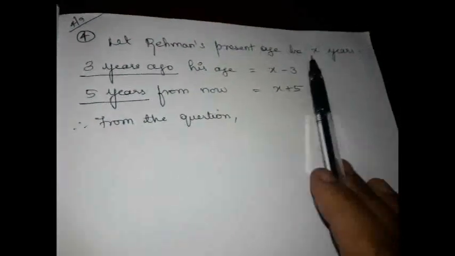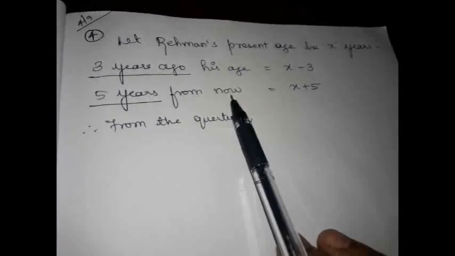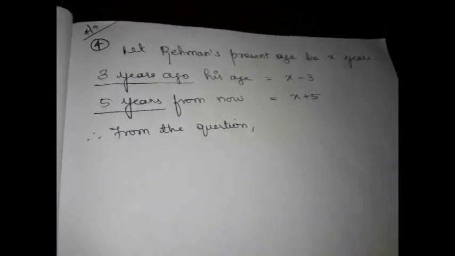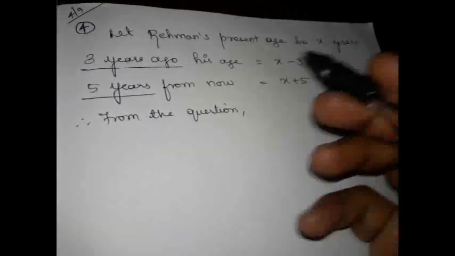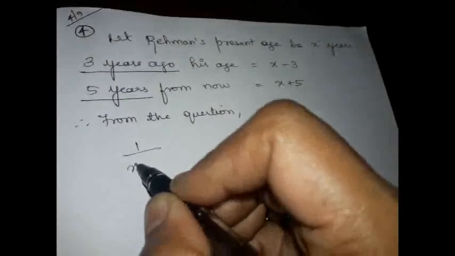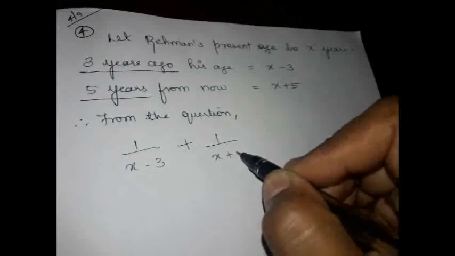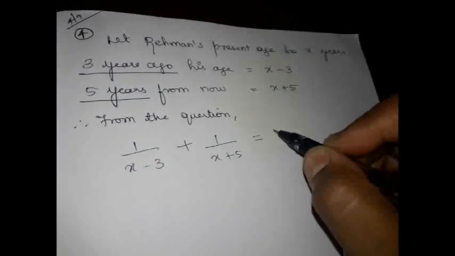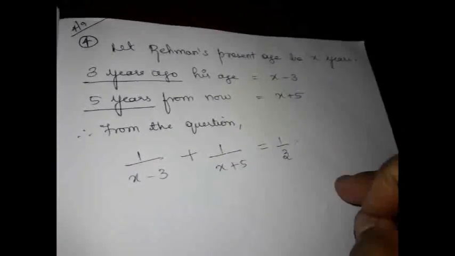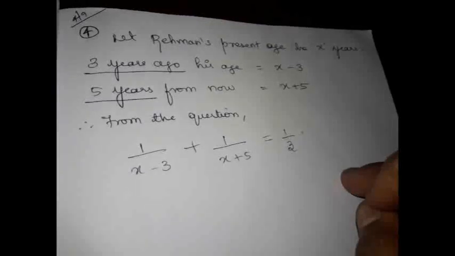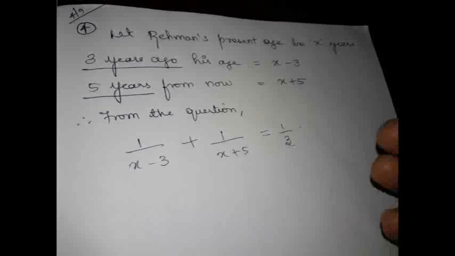Now let us see how we can write this. Let Rahman's present age be x years. So 3 years ago his age will be x minus 3. 5 years from now his age will be x plus 5. Therefore from the question, sum of their reciprocals. What is the reciprocal of x minus 3? 1/(x minus 3). Sum, so plus 1/(x plus 5) equals 1/3, right? The same sort of problem we have solved in the third question. How will you solve this? Take LCM, cross multiply it, obtain the quadratic equation and then solve.